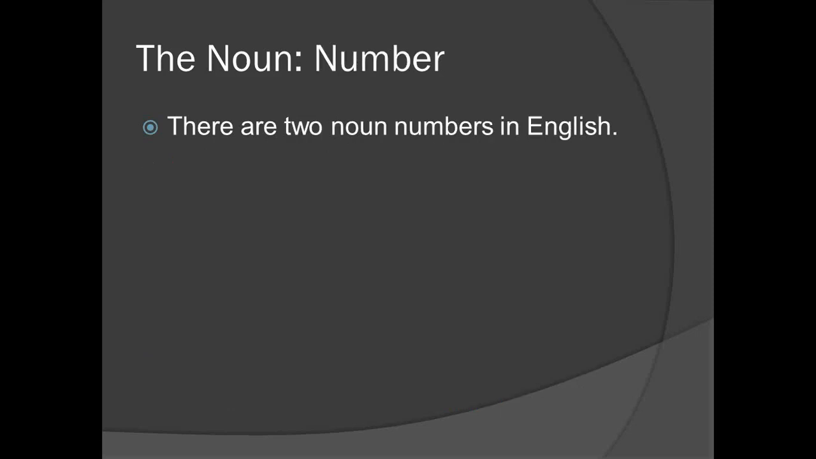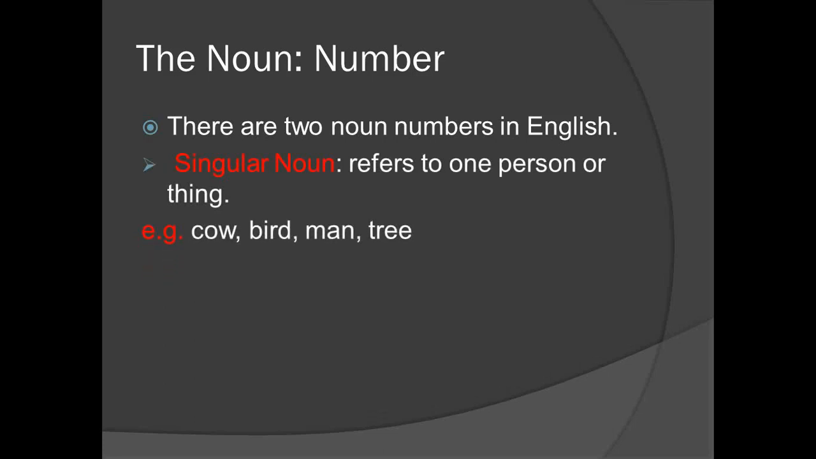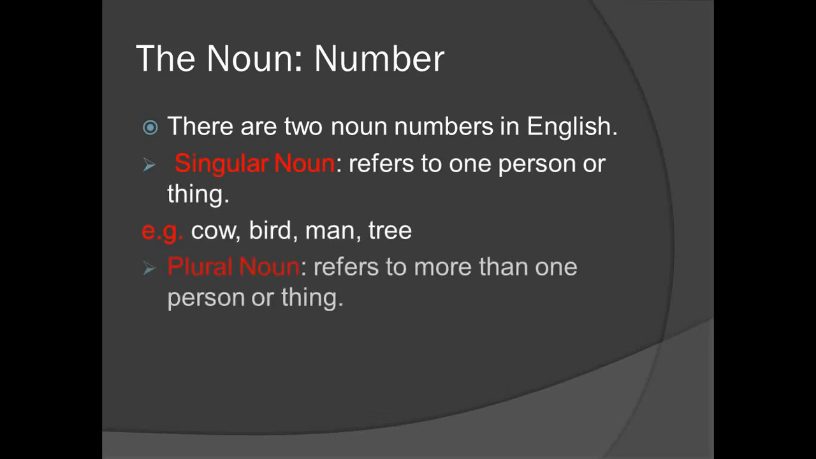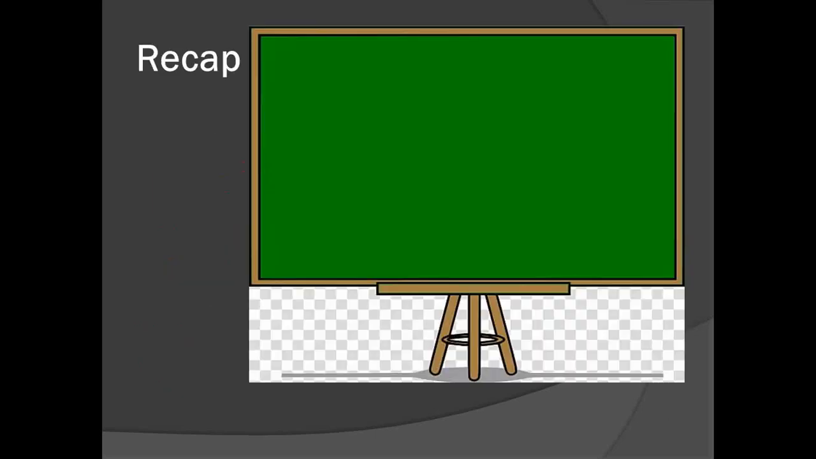The noun number. There are two noun numbers in English. A singular noun refers to one person or thing like cow, bird, man, tree. Plural nouns refer to more than one person or thing like cows, birds, men, and trees.